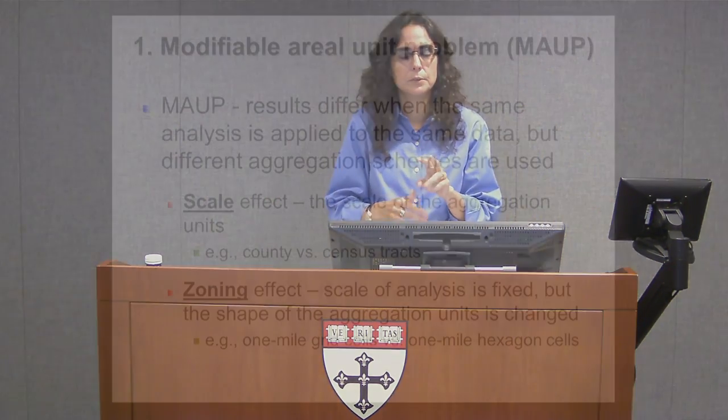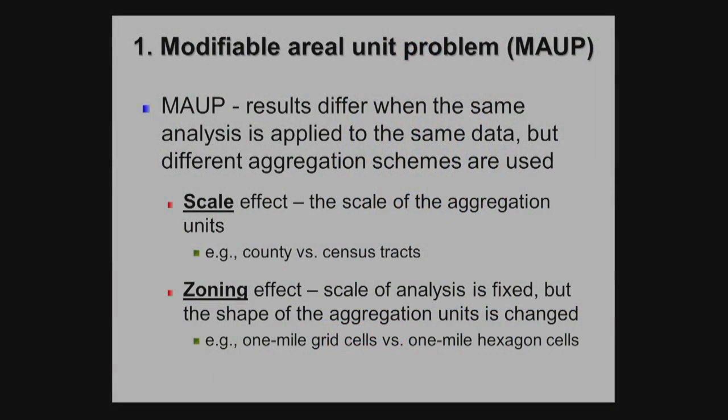The second issue is what we call the zoning effect. And this is sort of the grouping problem. So consider the same level of scale. The issue here is how you rearrange the units that you have at that level of scale, forming different zones. And again, depending on how you do the grouping, you're going to end up with different results.